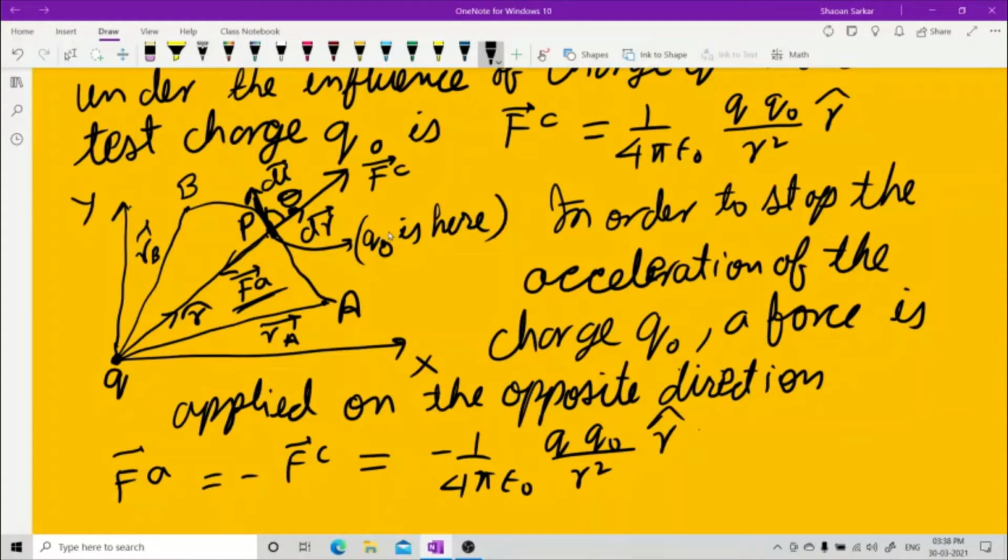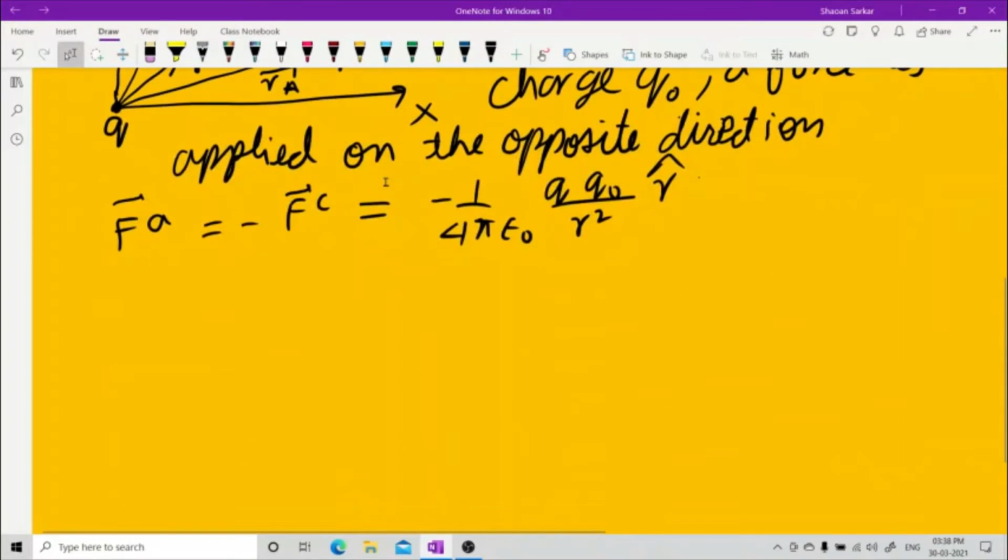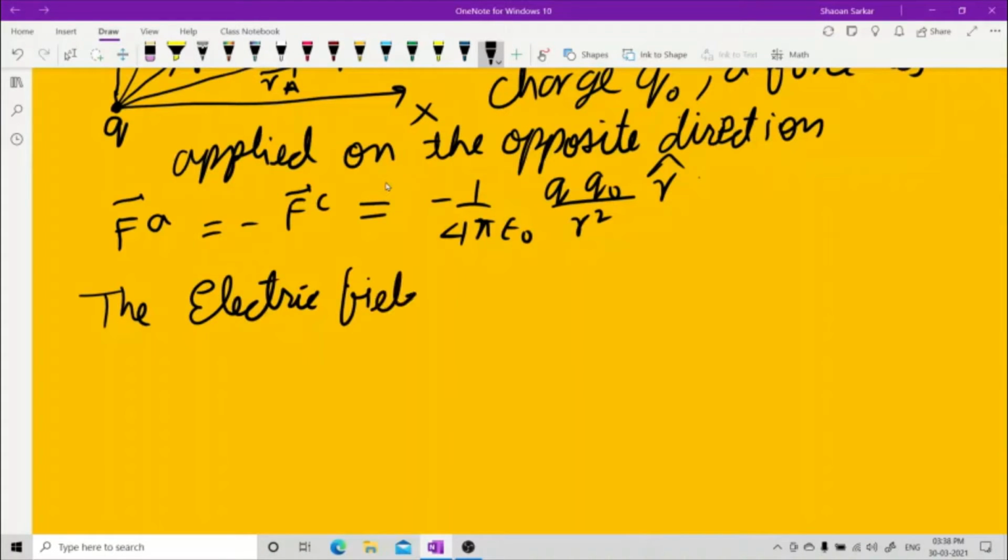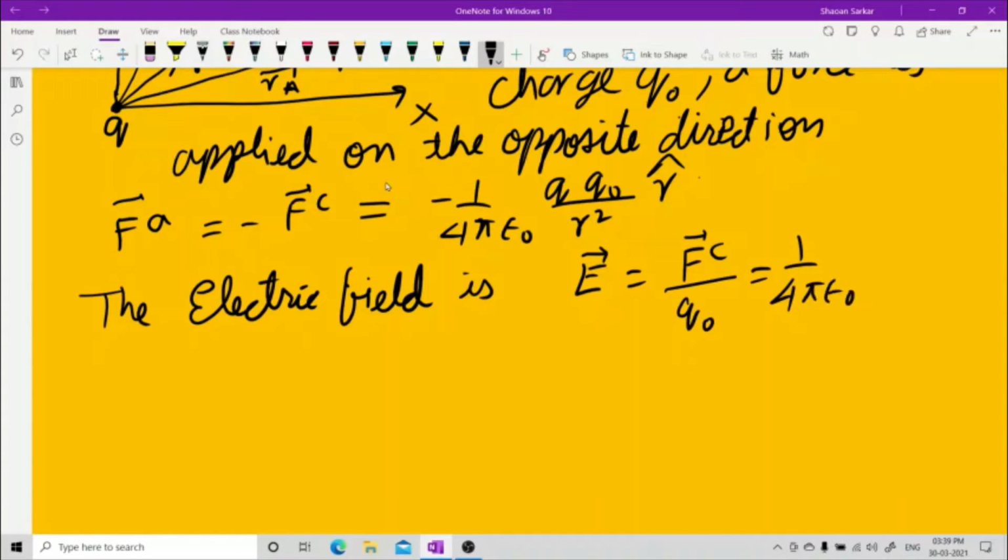That's the only difference. Let us write down the electric field. The electric field E vector is equal to Fc upon Q naught, and this comes out to be 1 by 4 pi epsilon naught Q upon R square R cap. This scalar part can be written as E R cap.